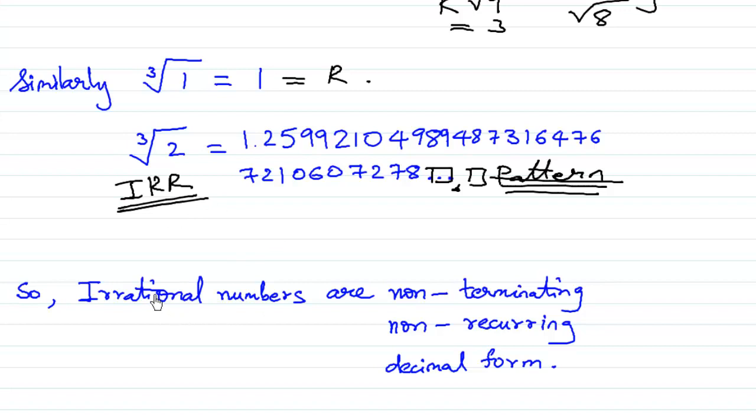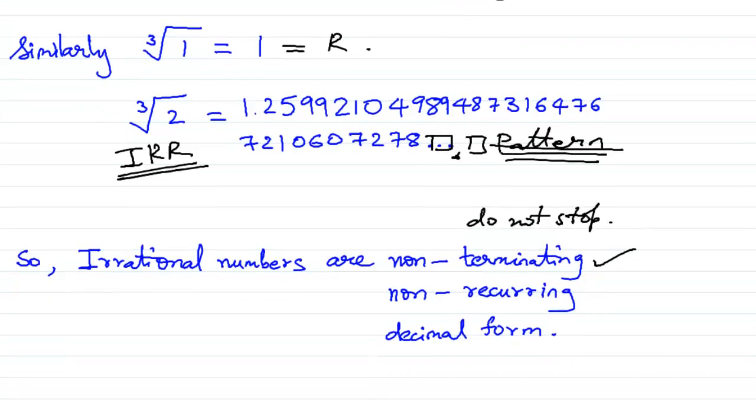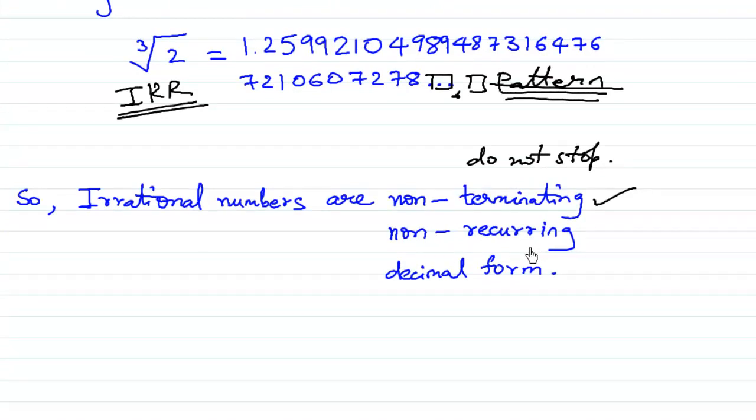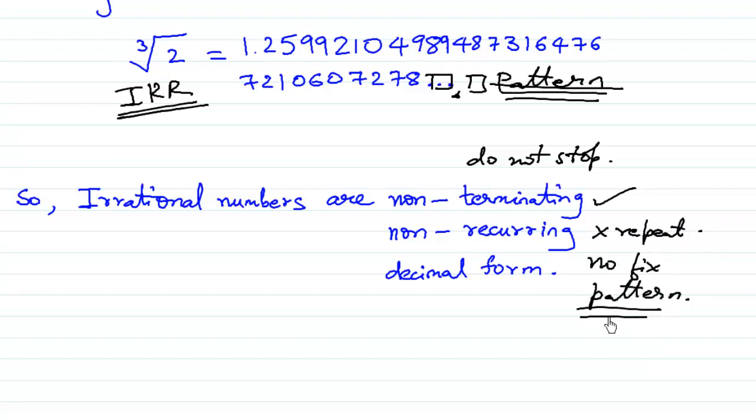So to summarize this, irrational numbers are of non-terminating type, meaning they do not stop at one particular digit, and they are of non-recurring form also, meaning they do not repeat, or in simple words, there is no fixed pattern, or we cannot guess the pattern. Such numbers are said to be irrational numbers, and they cannot be written in the format of p upon q, where both of them are integers.